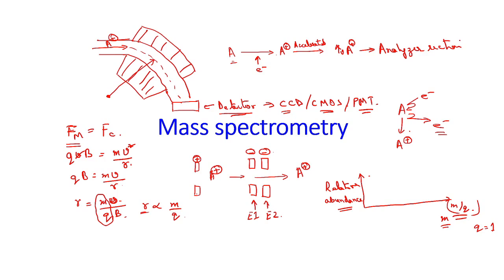Okay, now in this case, I have talked about A and it has converted into A plus. So that means there is no loss of atoms from the molecule. In this case, this ion is regarded as the molecular ion.